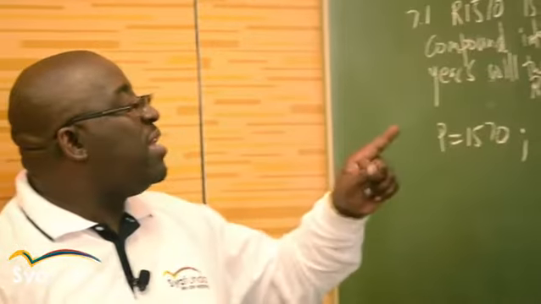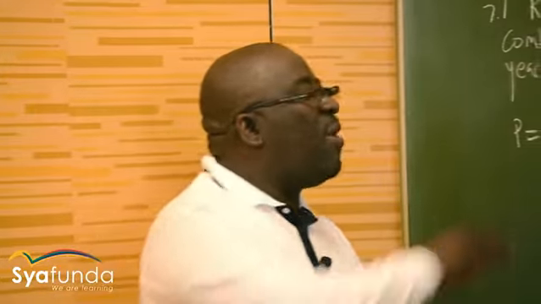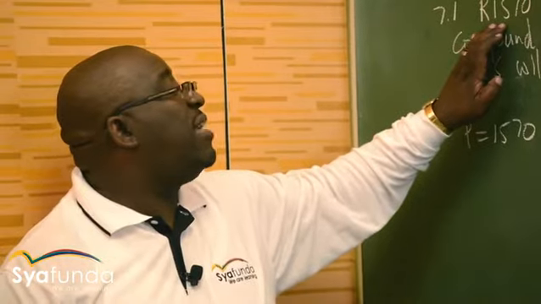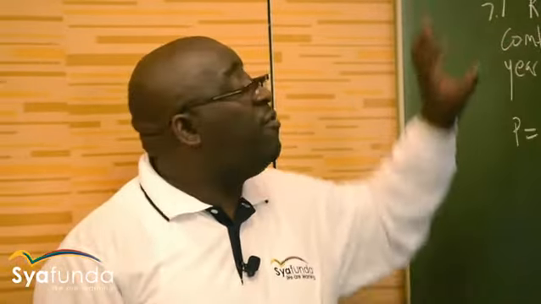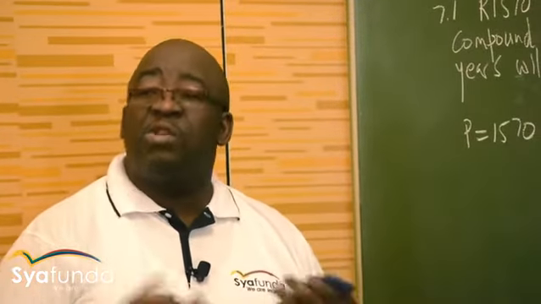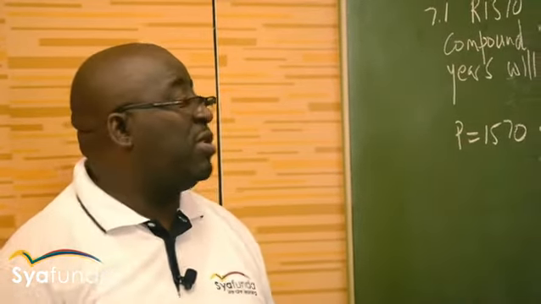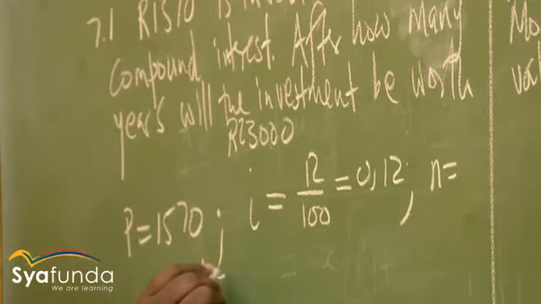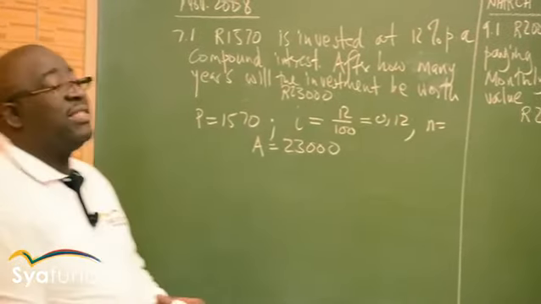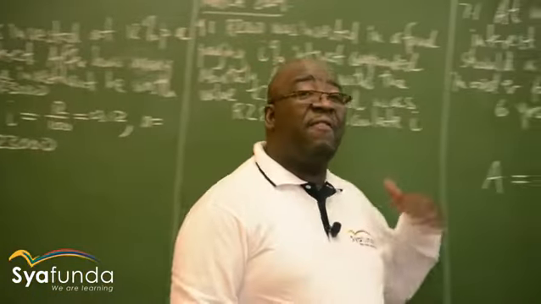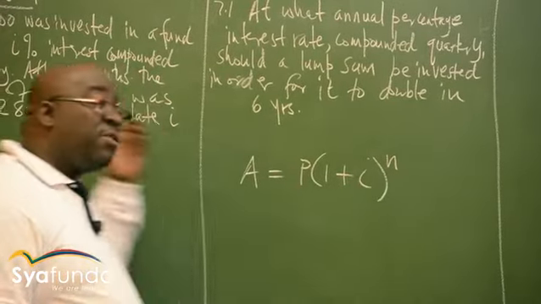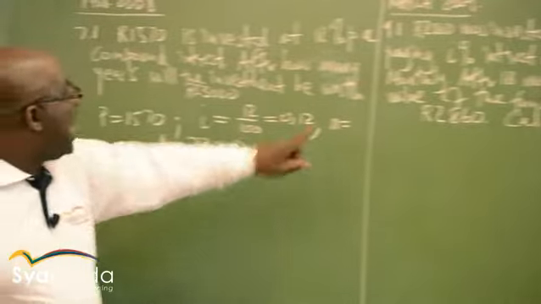After how many years will the investment be worth 23,000? What is this 23,000? In other words, I'm putting in a particular amount of money, which is 1,570, and I'm asking how long it will take for this amount to become 23,000. So what is 23,000 in this case? It is the total amount that I will get at the end of the investment period, denoted by the symbol A, which equals 23,000. As I said before, in this first part of your financial maths, in most cases you'll be required to find I or N. In this particular instance, we're required to find N.